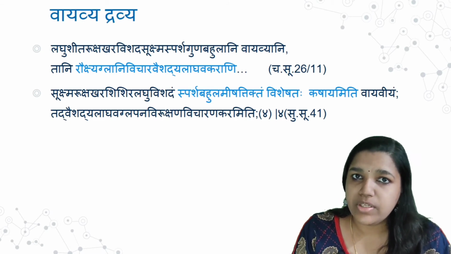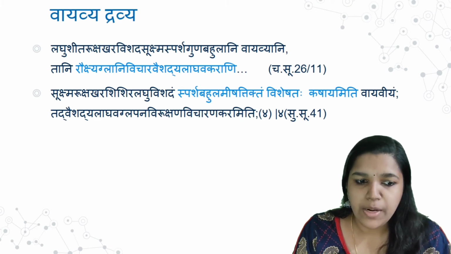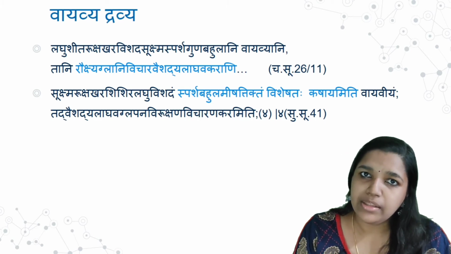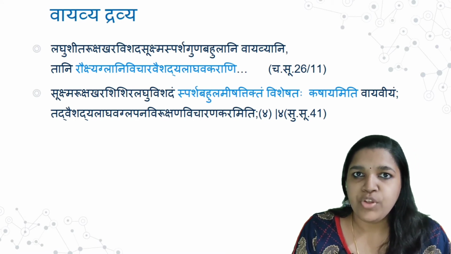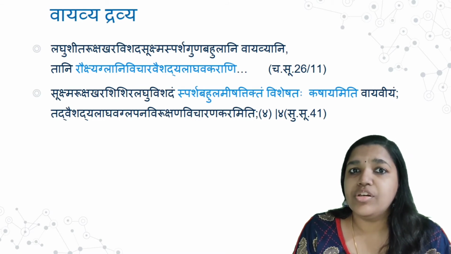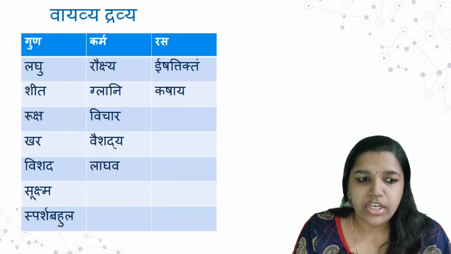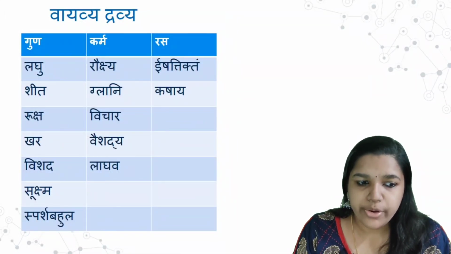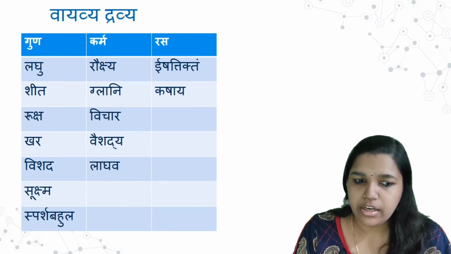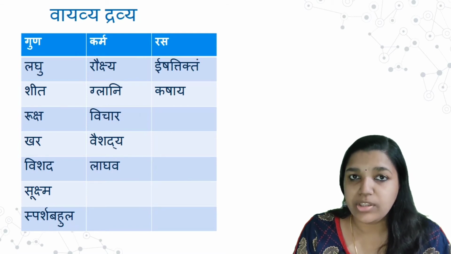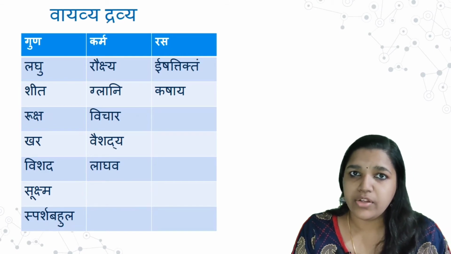Such dravyas are considered to be Vayavya dravya, and the functions which they produce in the body are Vaishadya, Laghava, Glapana, that is Glani or tiredness, Virukshana, Vicharana Karam iti. So these are the properties and karmas which the Vayavya dravyas do. The Vayavya dravyas' gunas are Laghu, Shita, Ruksha, Khara, Vishada, Sukshma and Sparsha Bahula. The karmas are Rauksha, Glani, Vichara, Vaishadya and Laghavata, and the rasa predominance is Ishat Tikta and Kashaya rasa.